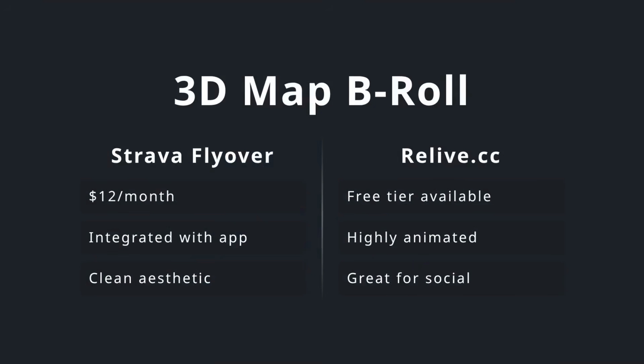To break up the POV footage, use 3D route flyovers as B-roll. If you have the $12 a month Strava subscription, export their 3D flyover clip. Alternatively, the free tier of Relive generates fantastic animated maps that instantly elevate your edit.